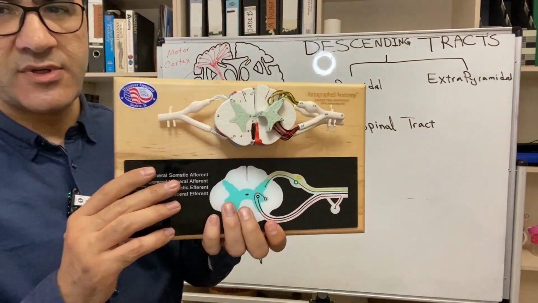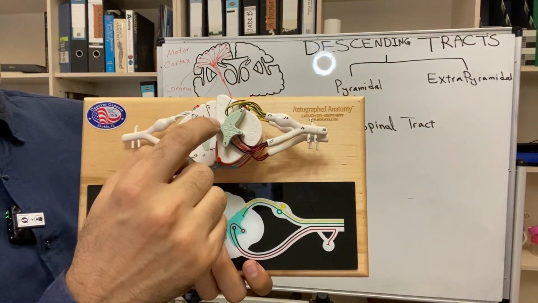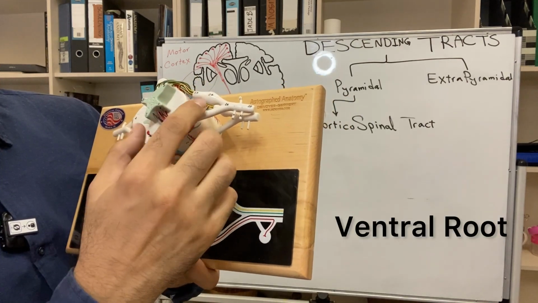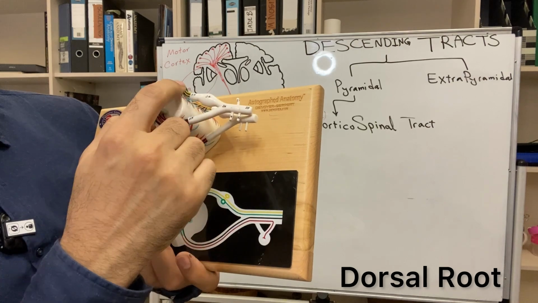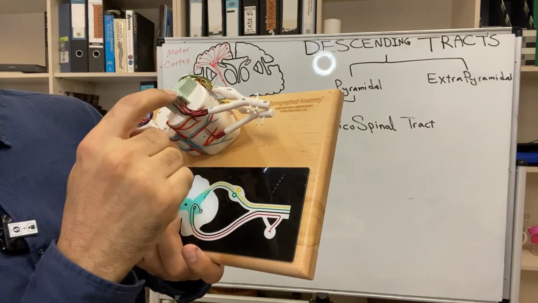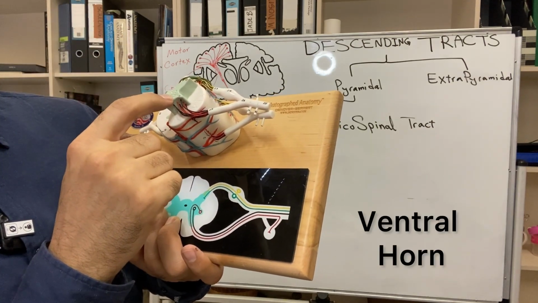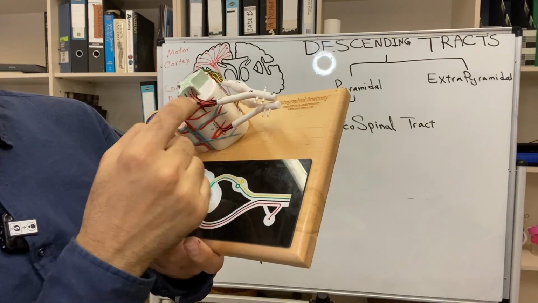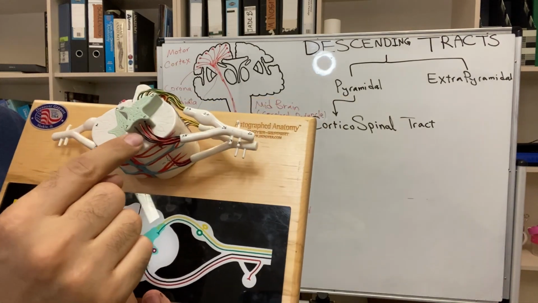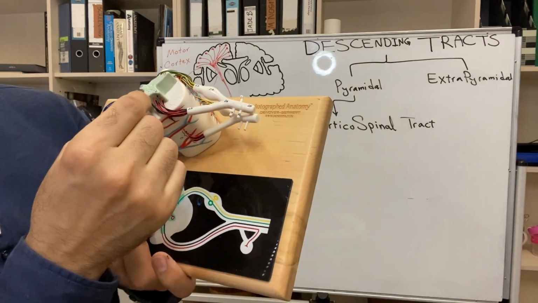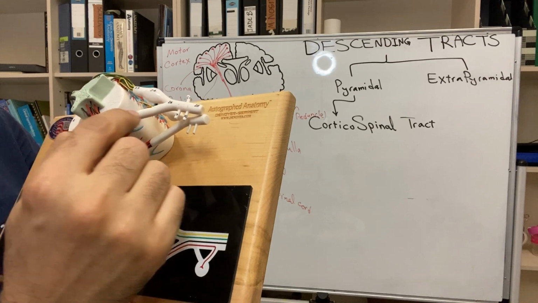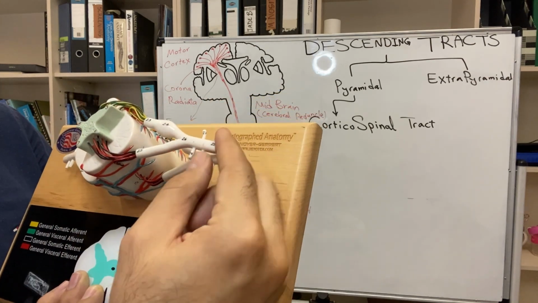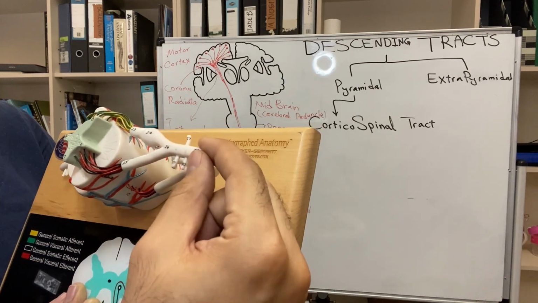This model shows the spinal cord, and here is the gray matter, which is surrounded by the white matter. You are familiar with those structures. This is the ventral root, and here is the dorsal root. So the upper motor neuron synapses onto the lower motor neuron here, in the ventral horn, and then the axons. These are the axons of the lower motor neuron exiting the ventral horn of the gray matter through the ventral root to mix with the dorsal root and make the spinal nerve.